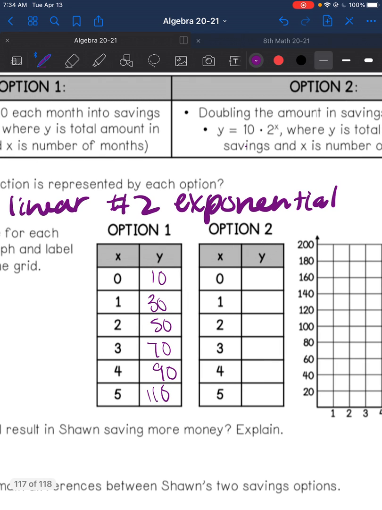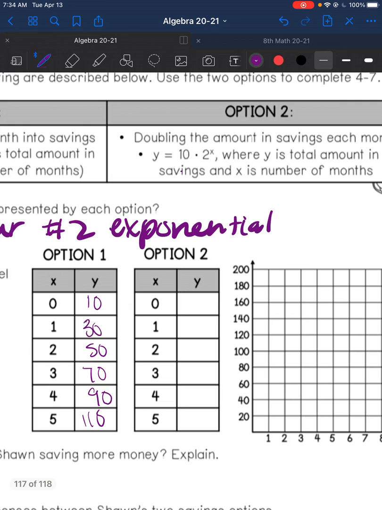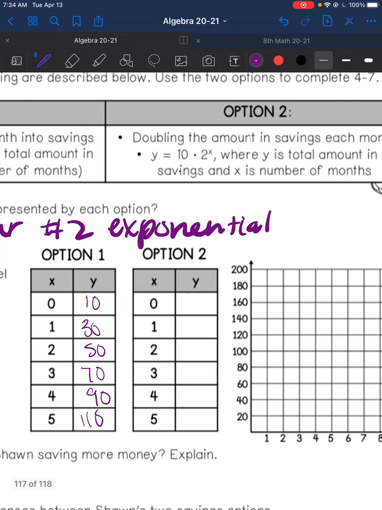Okay, option 2, we're doubling the amount every time that's in the bank account. So he started off with $10, so doubling that, that would be 20. Well, doubling that, that would be 40. Doubling 40 would be 80. Then 160. Then 320.